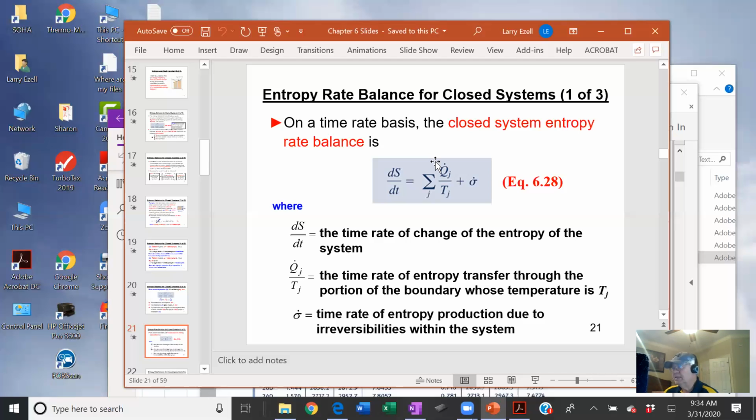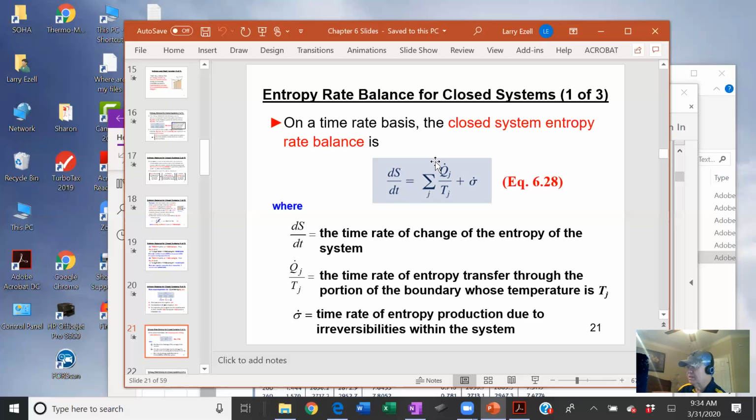where dS/dt is the time rate of change of entropy of the system. Q dot j over Tj is the time rate of entropy transfer through the portion of the system boundary whose temperature is Tj, and that's transferred by heat transfer. And sigma is the rate of entropy production due to irreversibilities.